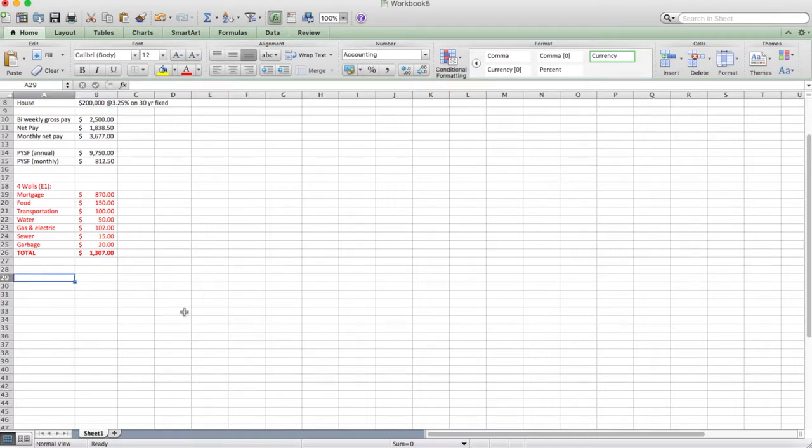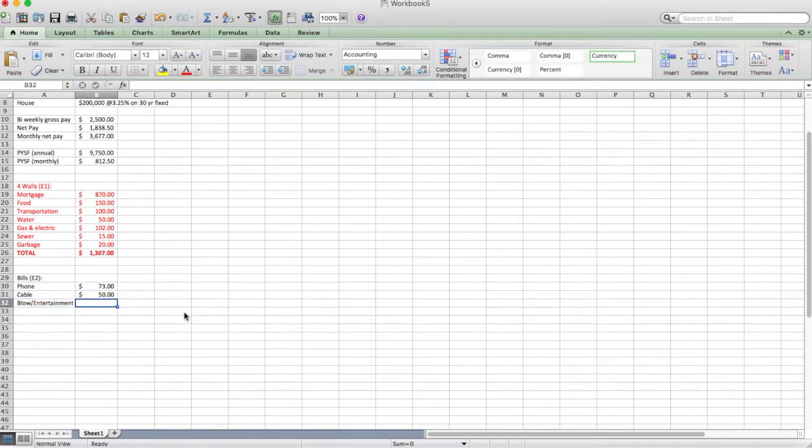Moving on to the next set. These are regular old bills, or what I call the E2 category, expense category number two. This would be your phone. That'll be 73. Cable, this would be for internet. Call this 50.